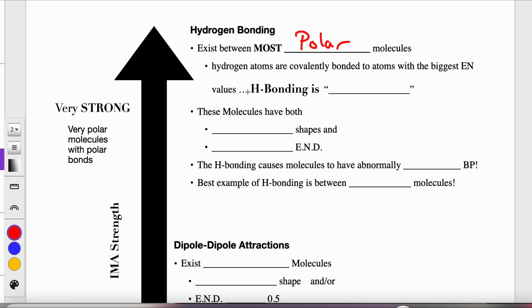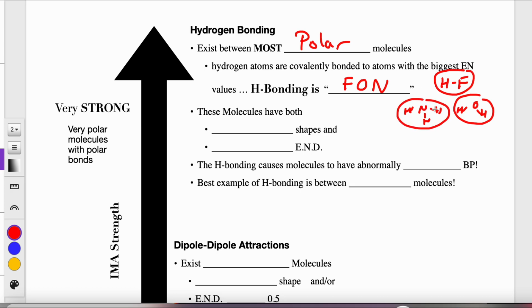So our little thing to remember: hydrogen bonding is fun, and we spell fun F-O-N. That means that hydrogen is bonded directly to fluorine, oxygen, or nitrogen. So a molecule would be like hydrogen fluoride. It could be water, or it could be something as simple as ammonia, where the nitrogen is directly bonded to hydrogen in the molecule.